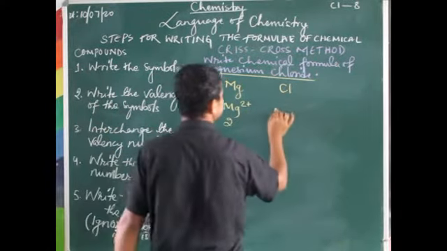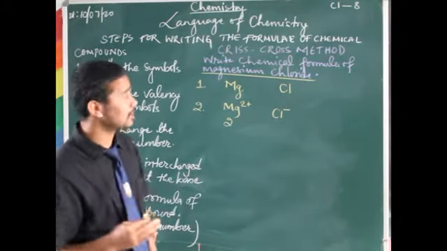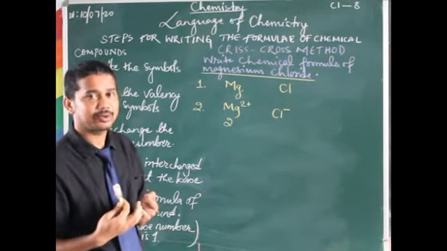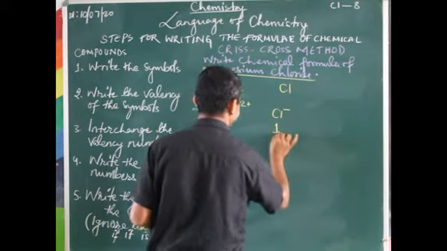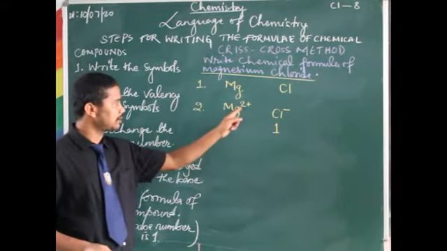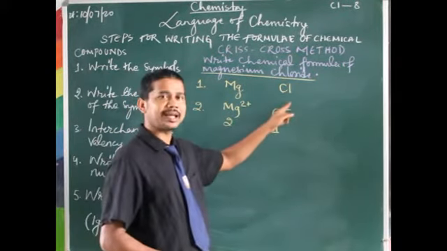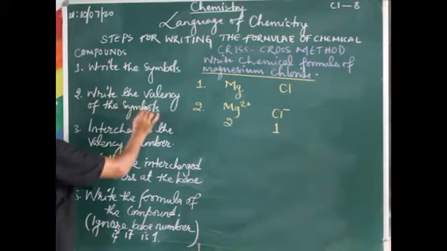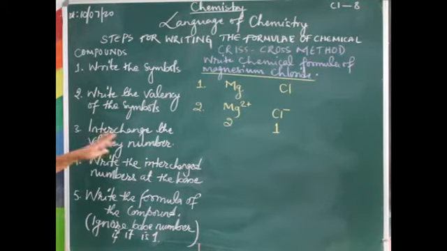Then chlorine, Cl minus. Chlorine is a non-metal, so it has a tendency to gain electrons. That means it is an anion. So Cl minus means valency is 1. I told you the number of charges they carry is their valency. So here magnesium has 2 positive charges, so valency is 2. Here chlorine has 1 negative charge, hence valency is 1. So second step is write the valency of the symbols. So we wrote the valency of the symbols.